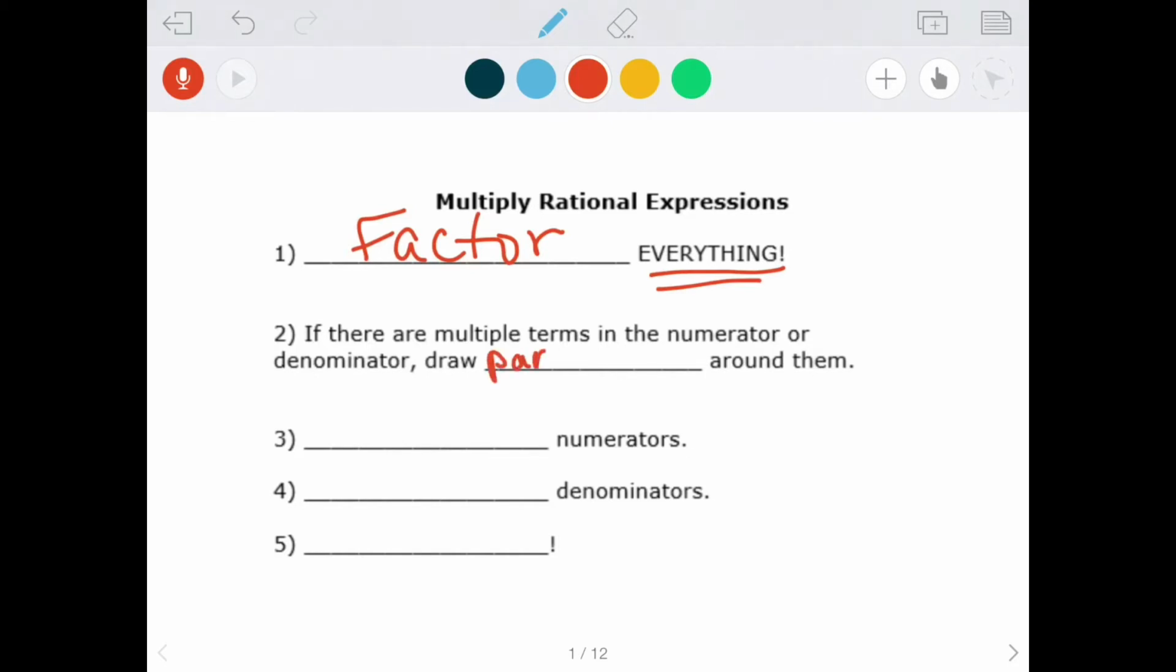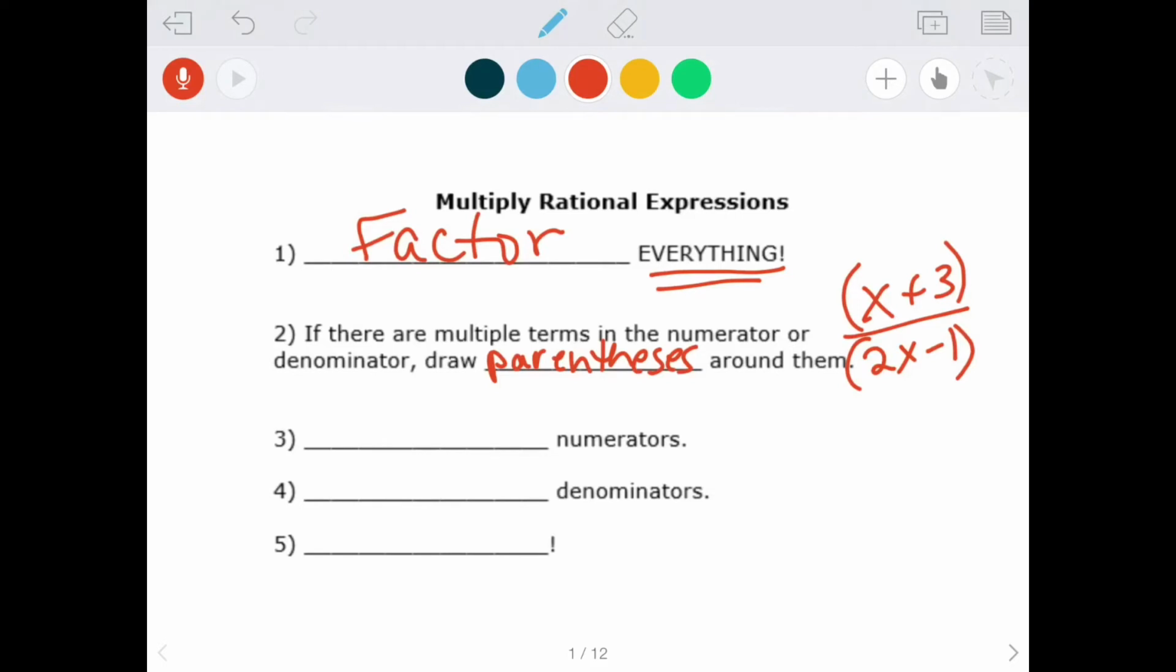The next thing is if there are multiple terms in the numerator or denominator, you are going to draw parentheses around them. For example, if you have x plus 3 over 2x minus 1, we're going to put parentheses around them.